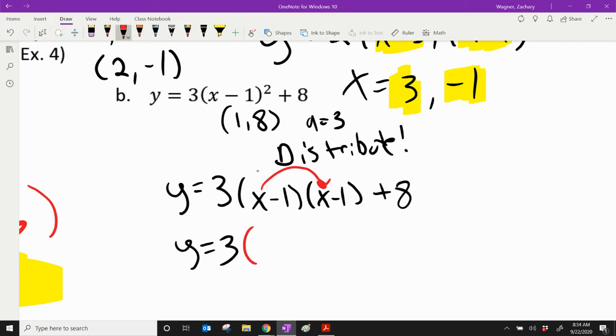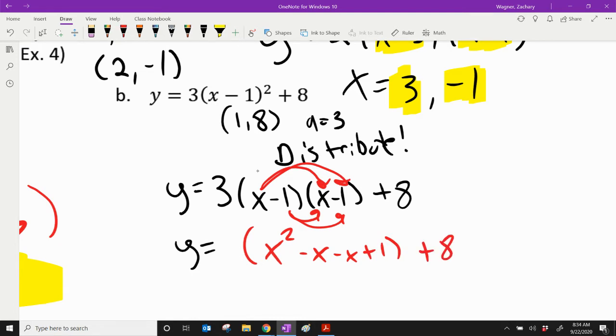x times x is x squared. x times negative 1 is negative x. Negative 1 times x is negative x. And negative 1 times negative 1 is positive 1. Boom. Make this 3 into the red 3 just because I like things uniform. Distribute that first. We're using PEMDAS. The reason why this goes first, we could technically multiply the 3 in, but a lot of times what happens is people multiply the 3 too many times. Just keep it out front for now.